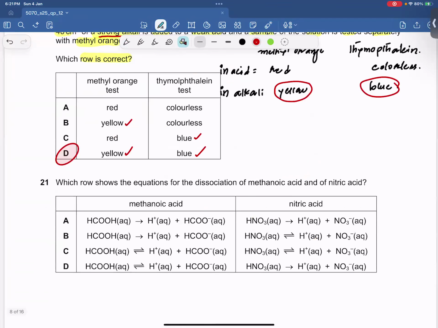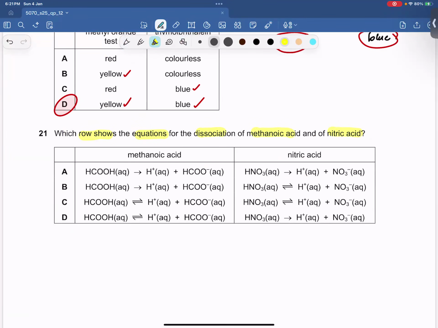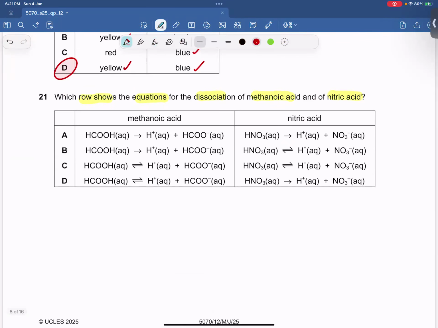Which row shows the equation for the dissociation of methanoic acid and of nitric acid? One thing for sure, according to my lecture, nitric acid is a strong acid. It ionizes fully and is represented by a single arrow. Okay, let's check. Obviously this reversible sign is incorrect, this reversible sign is incorrect, so obviously B and C options are incorrect. This is correct, this is also correct, so competition exists between A and D.